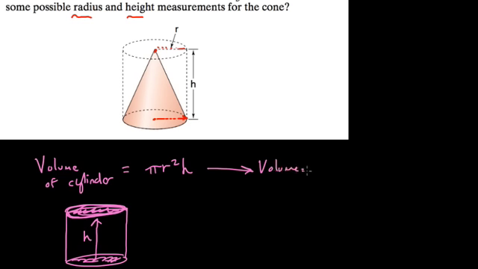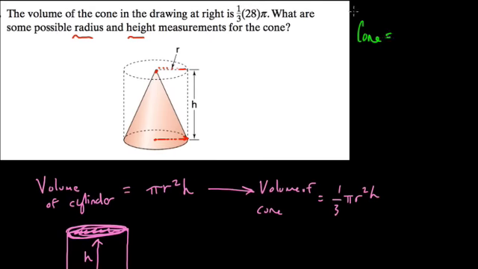So the volume of the cone is equal to 1/3 pi r squared h. Okay, so here you can see in the formula what we're given for this cone. The volume of the cone is equal to 1/3 times 28 pi. Now we know that 1/3 times 28 pi is equal to 1/3 pi r squared h. That's the definition for the volume of a cone, right?